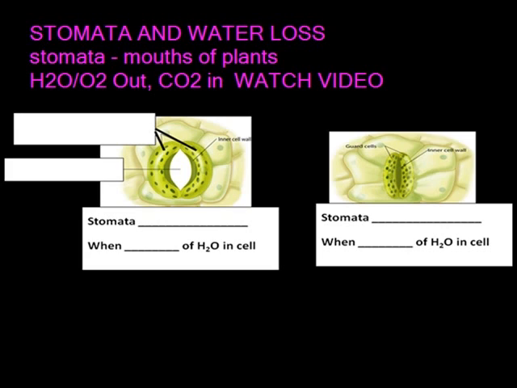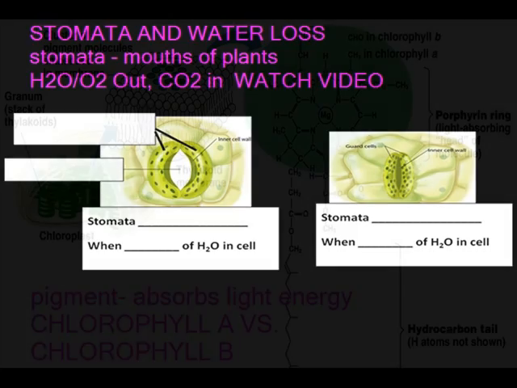If you look at the picture on the right, the stomata is closed, and that would be when there's not much water around, because the stomata doesn't want to lose any more water. So as a result, you're not going to have as much photosynthesis occurring. When we get towards the end and we're talking about adaptations, we'll talk about how, if the stomata is closed to prevent against water loss, how can you still have photosynthesis occurring?